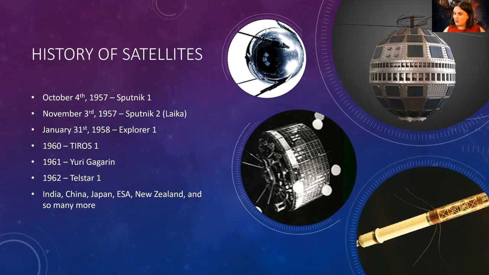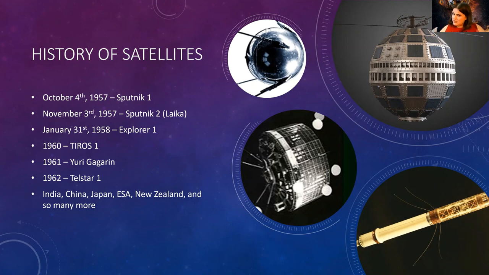And this kind of struck a nerve with a lot of United States citizens. And so they were trying to scramble to keep up with them. But shortly after, a month later, they released Sputnik 2 with the dog Laika. So the first animal that's ever been in space was a dog. And it was shortly a year after that, we released Explorer 1. So Explorer 1 was the first satellite by the United States, which is the picture in the bottom right. The picture on the top left is that of Sputnik 1.